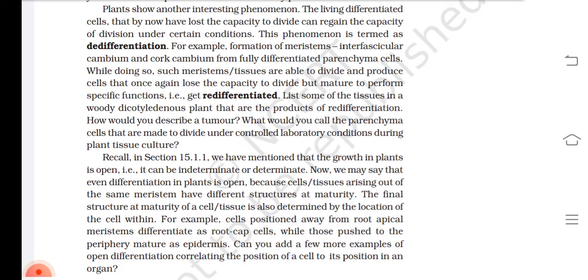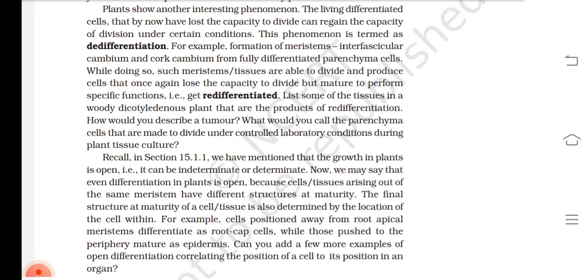Recall in section 15.1.1 we have mentioned that the growth in plants is open, that is, it can be indeterminate or determinate. Now we may see that even differentiation in plants is open, because cells or tissues arising out of the same meristems have different structures at maturity. The final structure at maturity of a cell or tissue is also determined by the location of the cell within.